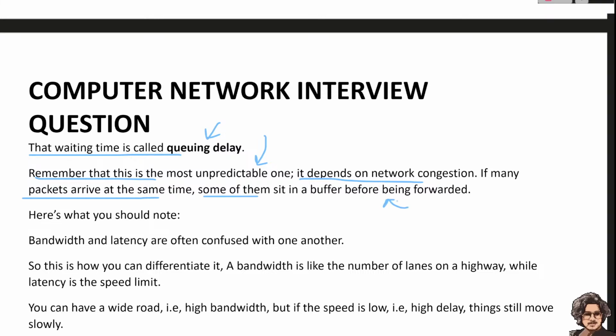So these are the different types of networking delays. Now note bandwidth and latency. Bandwidth and latency are often confused with one another. So what is the difference between bandwidth and latency?